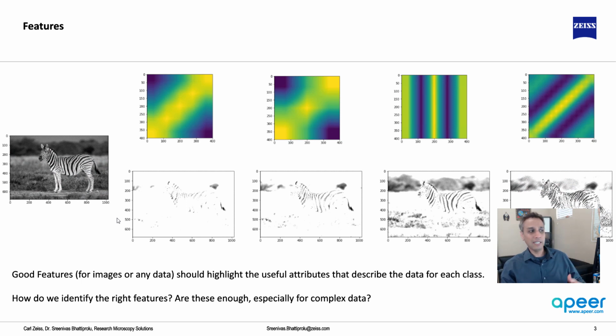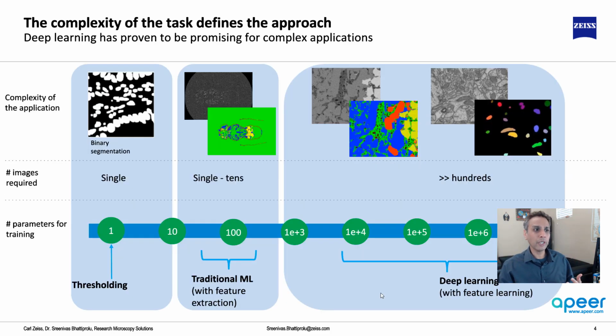Now let's get to the next level. As I mentioned here, good features should highlight the useful attributes. And the whole point here is, how do we identify these features? And the question I'm asking is, can we build these features? They work for this simple case, but what if the problem becomes even more complex? For a simple case, you have nuclei and background, a simple histogram-based segmentation is fine. But what happens on complex data with a busy background? How can you do that?